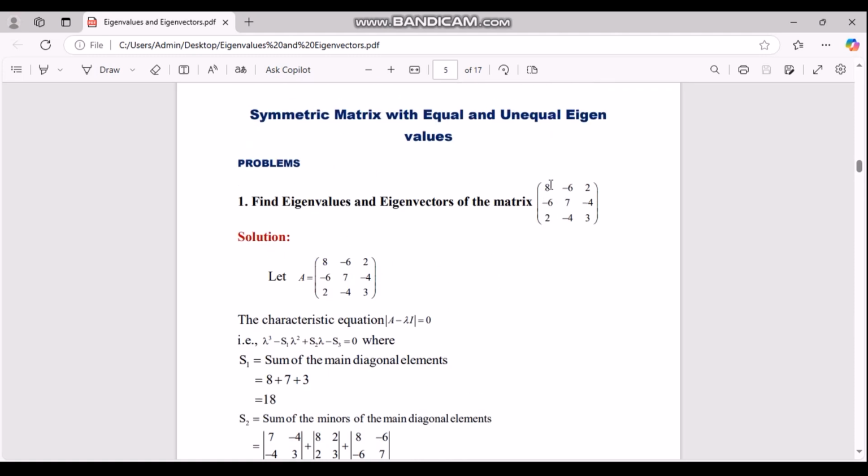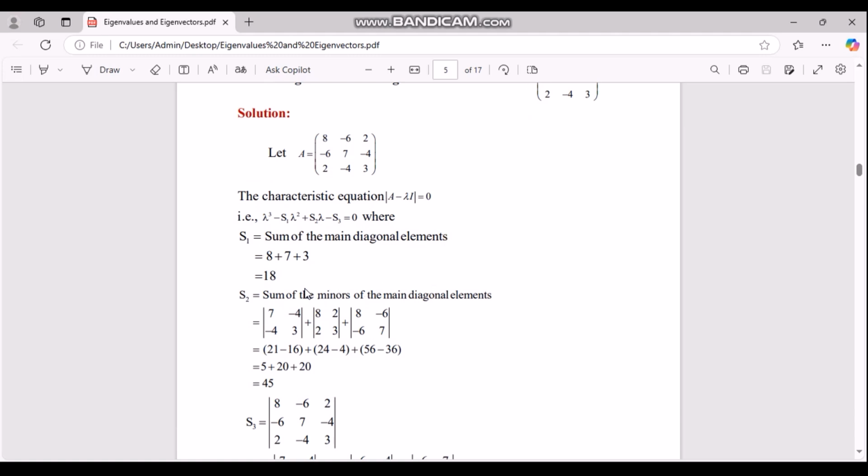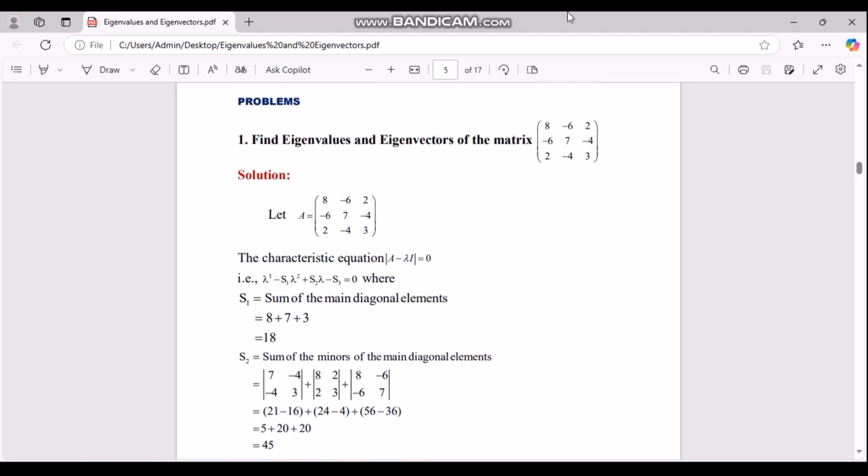So here this is your main diagonal elements 8, 7, 3. Here the sum of the main diagonal elements is 18. Then we are looking for the sum of the minors of the principal diagonal elements. So let us look for this in detail, very carefully. Main diagonal element is 8.